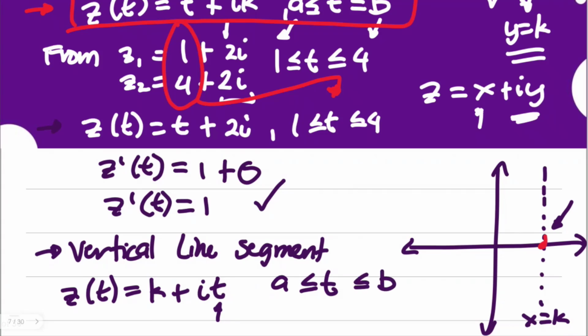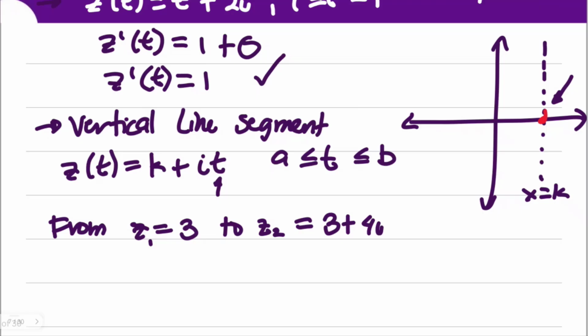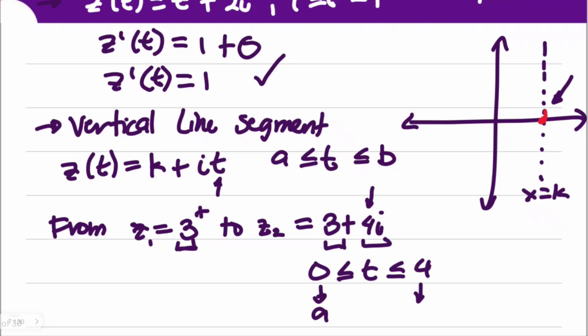The value of your a and b will now be different from this because earlier it was on the real part. So say for example, we have here from z sub 1, which is actually 3, to z sub 2, which is equivalent to 3 plus 4i. Okay, so your k did not change, right? But your t here is actually 4, which is equivalent to plus 0i, of course. So it starts with 0 to 4. This is your t, 0 to 4. This would be your a value, and that would be your b value.